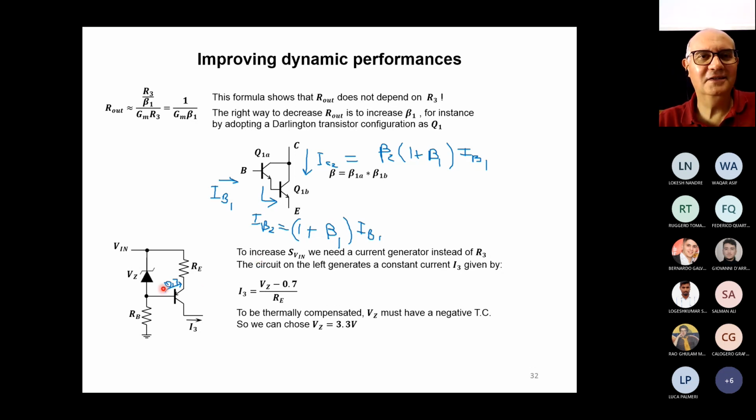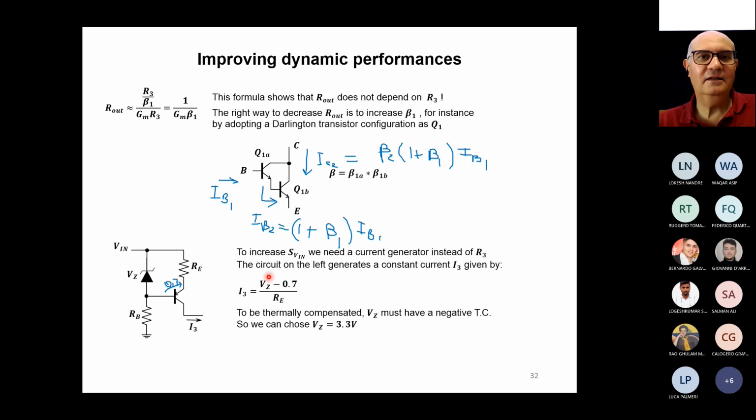Okay, now the point is already pointed out here. We may have a problem with temperature due to the base voltage change of this transistor. The temperature changes this 0.7 here. So if we want to keep the voltage across the resistor constant, we must keep constant this number here. If the 0.7 voltage is going to decrease, we must decrease also the Vz, so the difference will be constant.